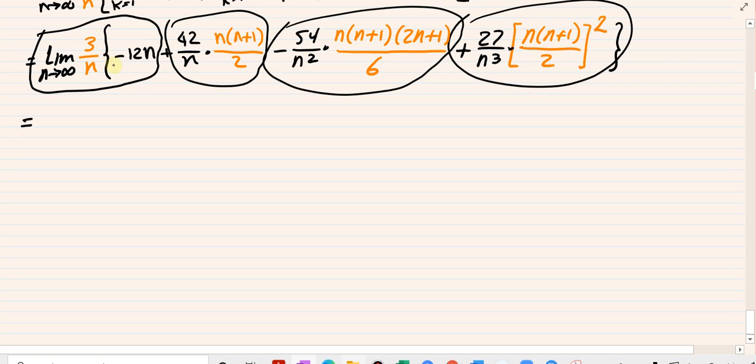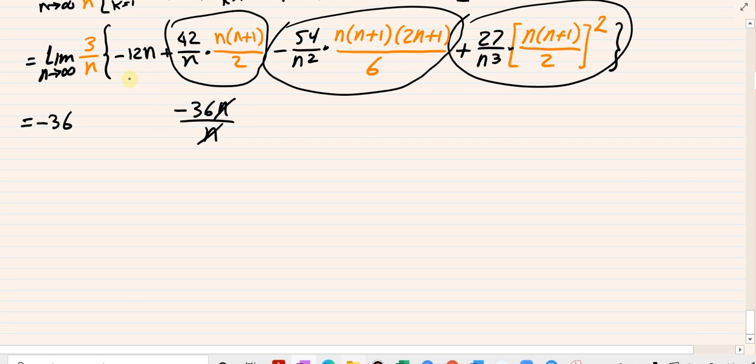Okay, so for the first piece, that's negative 36n over n. That's the easiest piece, right? The n's cross out, so that limit is negative 36. That was easy. Boom, we're done with that one.